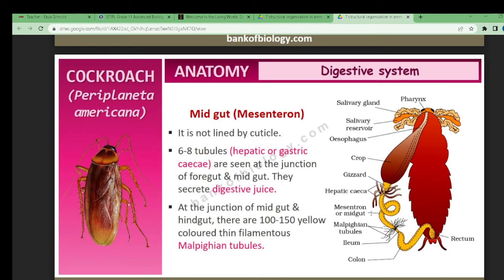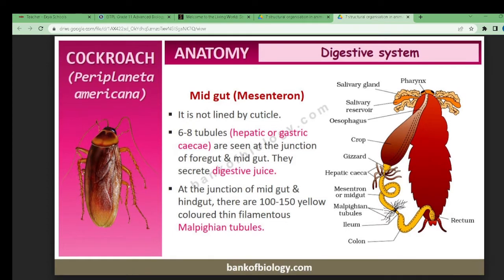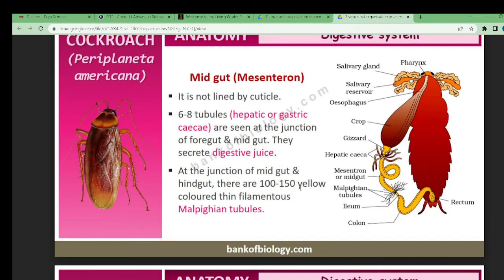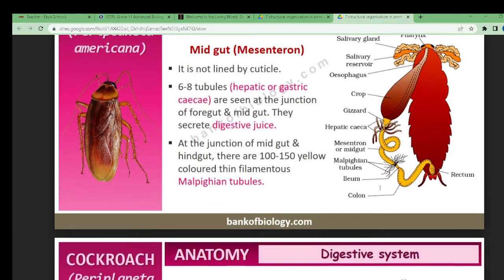Then the midgut, the mesenteron, is present here. So the intestine is present here. At the junction of foregut and midgut, 6 to 8 tubules, the hepatic or gastric caeca, are present. They secrete digestive juice. Here you can see the midgut and these hepatic caeca, which are 6 to 8 tubules. At the junction of midgut and hindgut, there are 100 to 150 yellow colored thin filamentous Malpighian tubules, and these are the Malpighian tubules at the junction of hindgut and midgut.